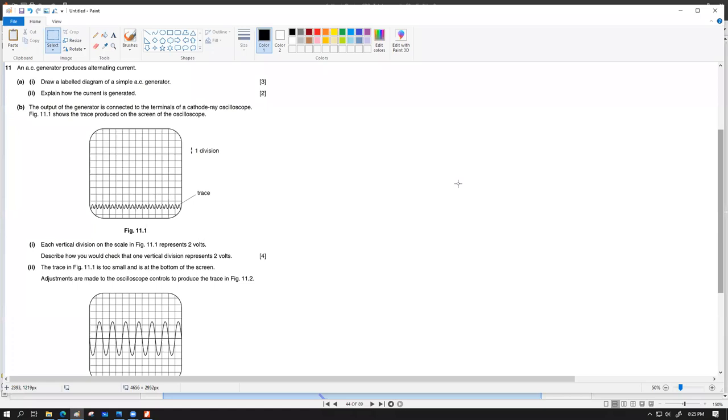Number 2, explain how the current is generated. That's the theoretical question about how the generator works, which you should know. If you forgot it or if you never did our classes, you can look at the electromagnetism chapter videos where it is well explained.